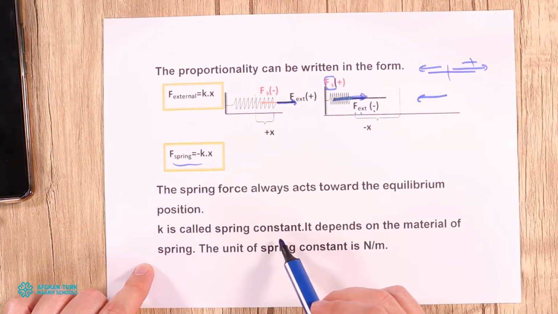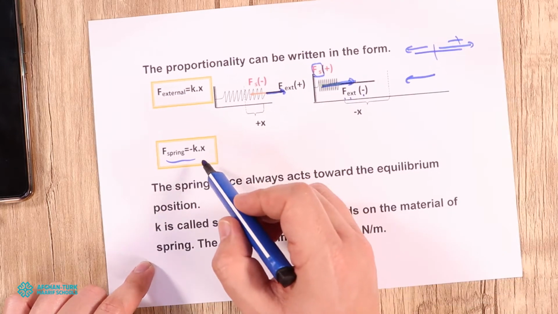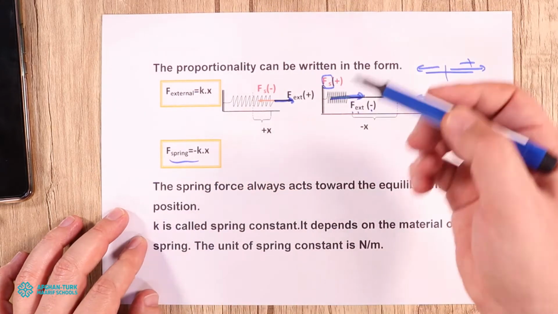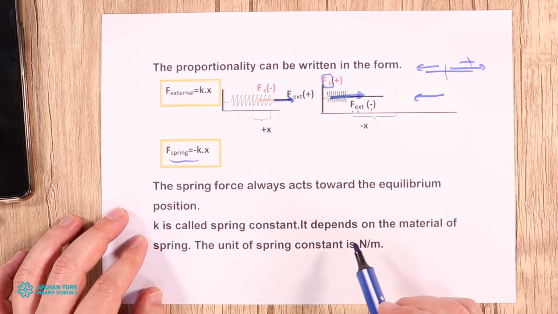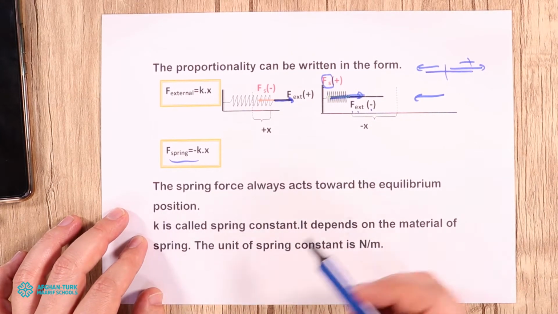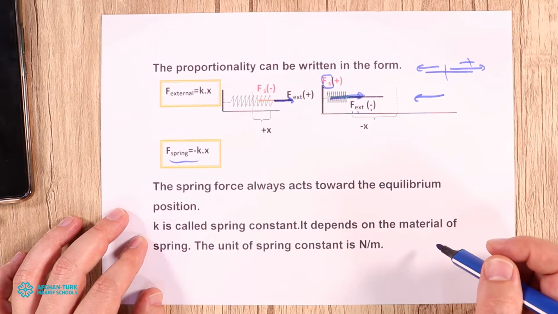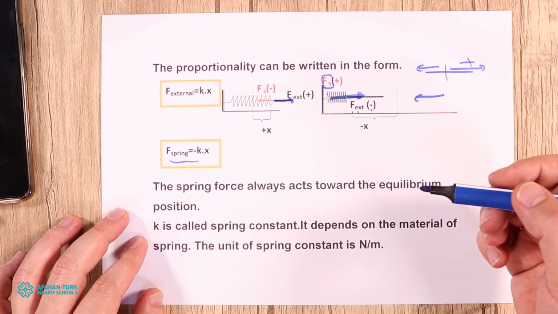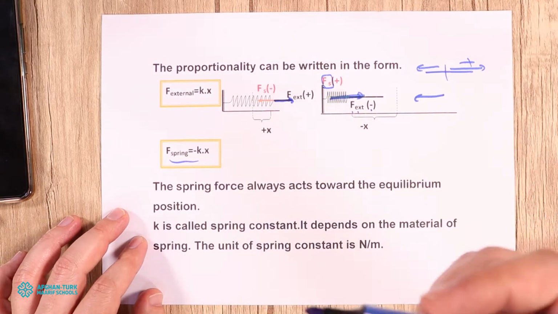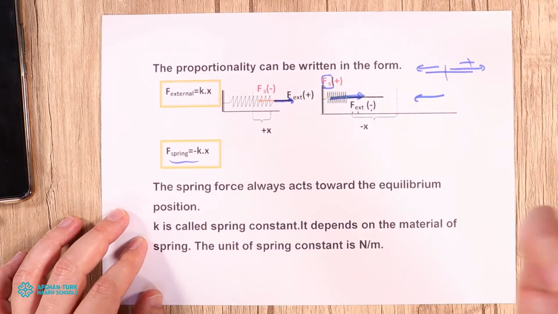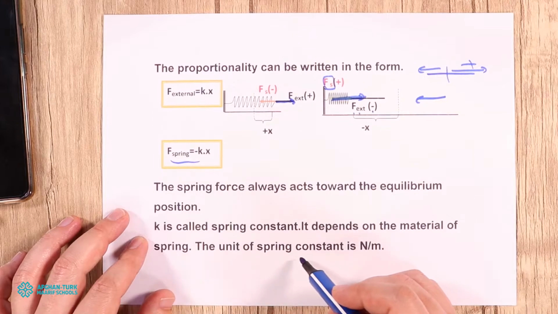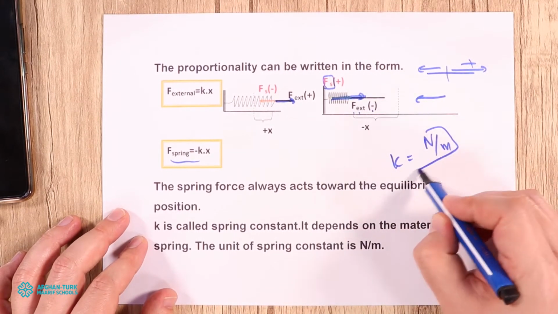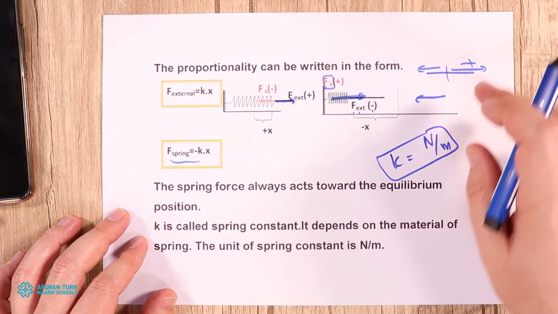K is called the spring constant. I told you here the K value denotes the spring constant. Every spring has its own constant value, and it depends on the material of the spring, whether it is a plastic spring, an iron spring, a steel spring, or copper, or some other type of material. The unit of K is Newton divided by meter, and it is called the spring constant.